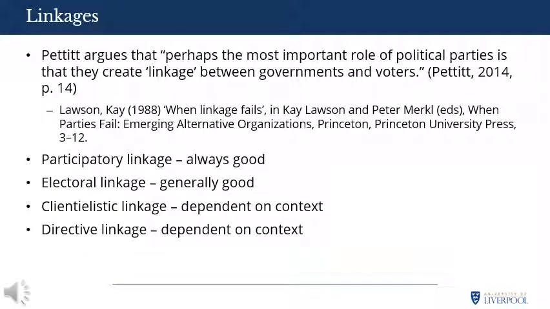Pettit argues that perhaps the most important role of political parties is that they create linkage between governments and voters. Drawing on the works of Lawson, he outlines 4 different types of linkages: participatory, electoral, clientelistic and directive. Not all of these are good for democracy. The participatory linkage sees the party as a vehicle for encouraging citizen participation in the political sphere, beyond just voting in general elections. Lawson argues the participatory linkage is always good for democracy.